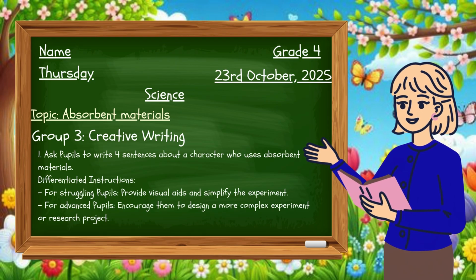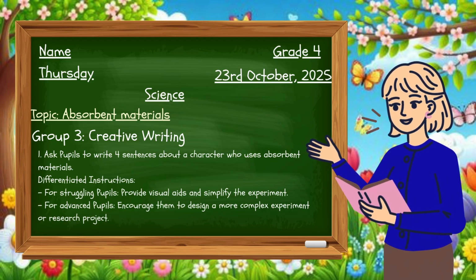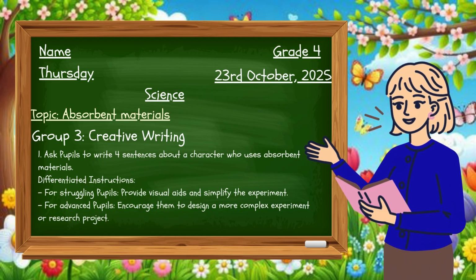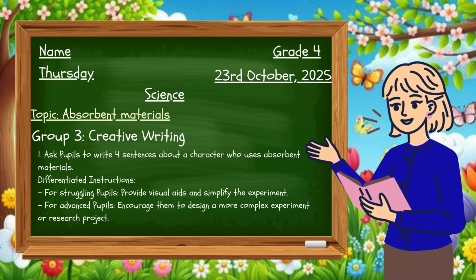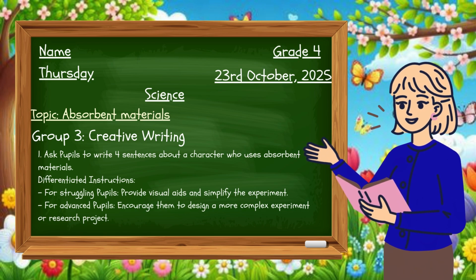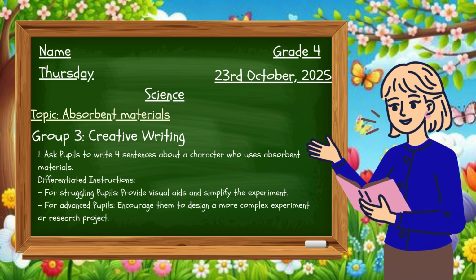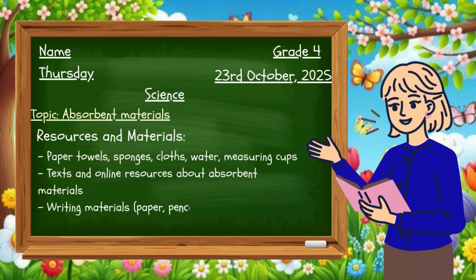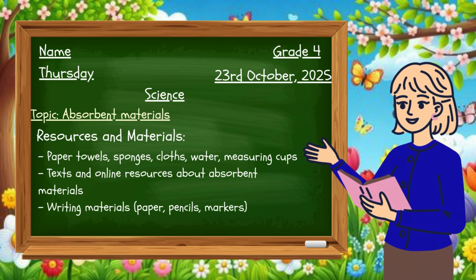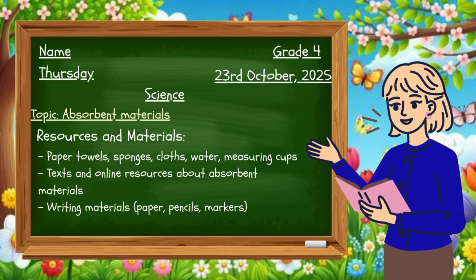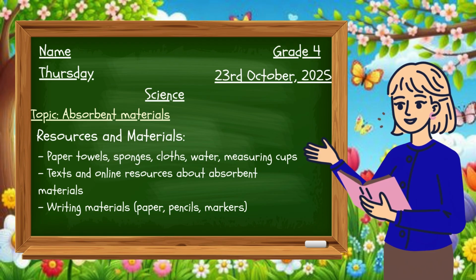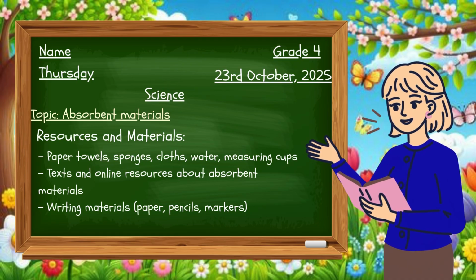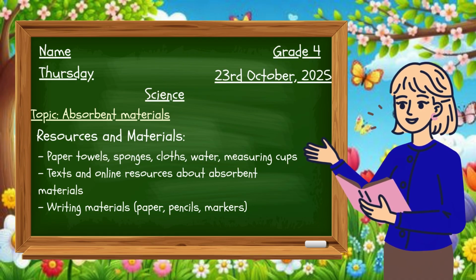For advanced learners, encourage pupils to design a more complex experiment or research project. For example, testing other materials like cotton, newspaper, or tissue. Research how diapers or cleaning cloths are made. We use materials and resources such as paper towels, sponges, cloth, water, measuring cups, texts and online resources about absorbent materials, and writing materials such as paper, pencil, and markers.